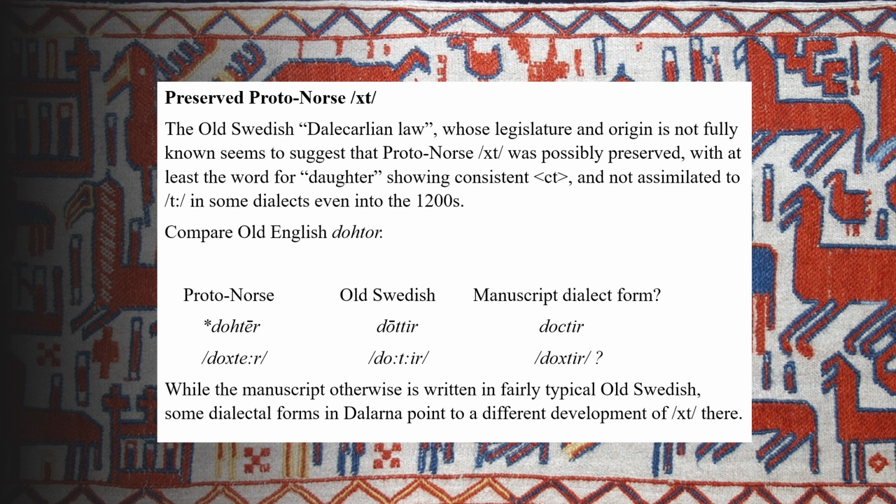While the manuscript itself is largely written in typical Old Swedish, it's not impossible that some dialect forms could go through this, and it's known that Upper Dalecarlian treated Germanic velar fricative plus t quite differently sometimes, which could suggest that this cluster actually survived into the 1200s. A side note is this is a different phenomenon to pre-aspiration in Faroese and Icelandic, which affects all long voiceless t's, and not just historical velar fricative clusters.